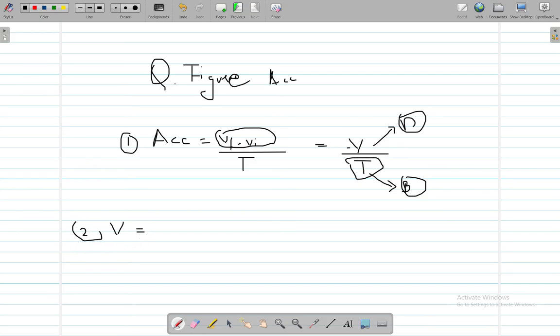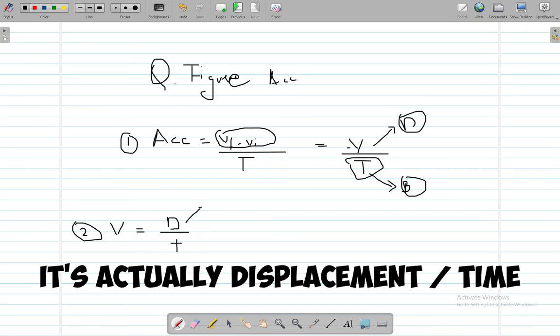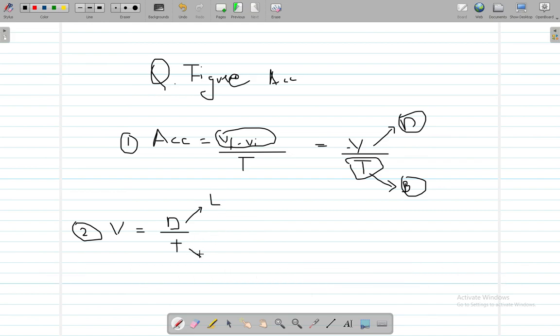So the second step here is to calculate the dimension of velocity, and obviously we write the formula of it. Velocity equals distance upon time, and there you go, distance has length, while for T you write time. So the dimension of velocity is again L into T to the power of -1. This is the dimension of velocity, and now we are going to calculate the dimension of acceleration.